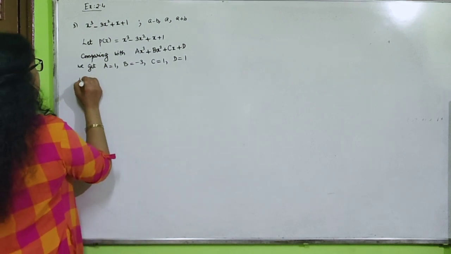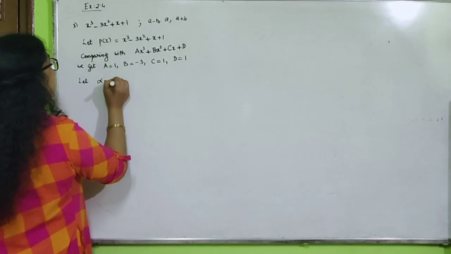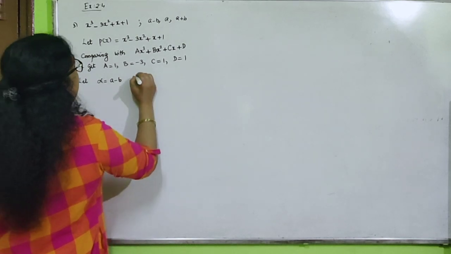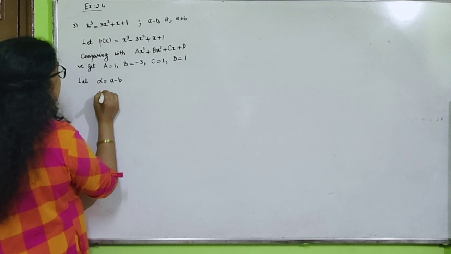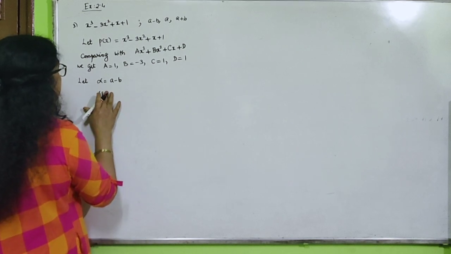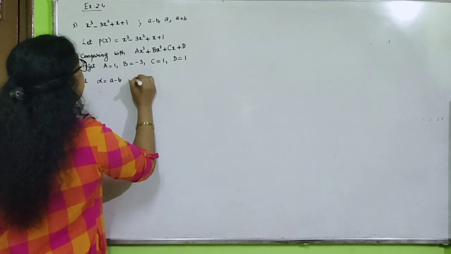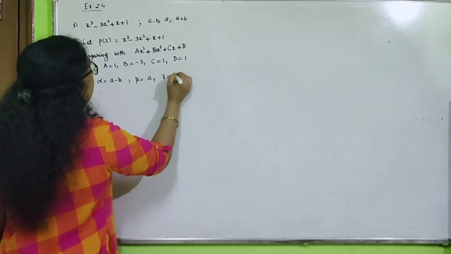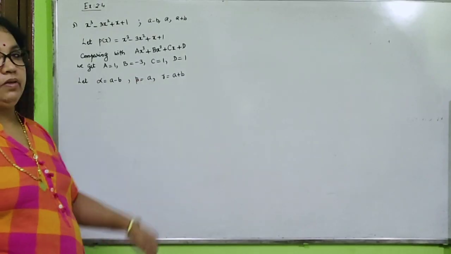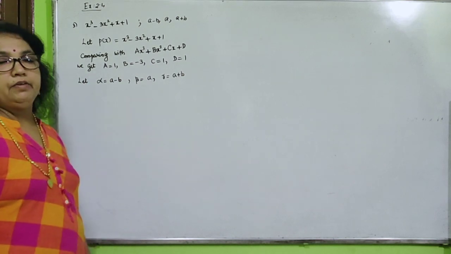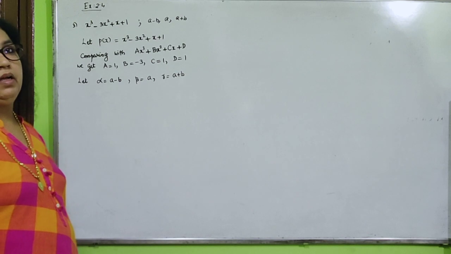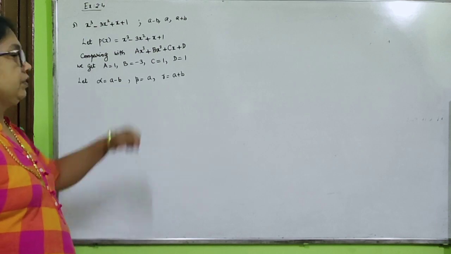Now here given a minus b, a, a plus b, they are zeros. So let alpha equal to a minus b, beta equal to a, gamma equal to a plus b. Zeros only given, alpha, beta and gamma. Now, how can we get the value of a? We learned in verification the sum of the zeros and the other formulas. From those three formulas, using any two formulas, you can get the values of this a and b.